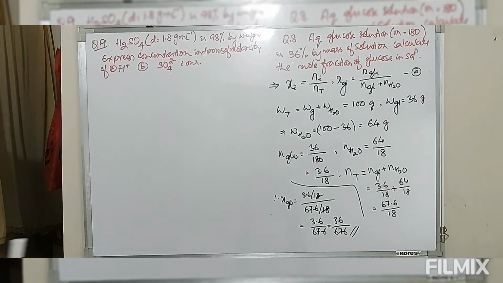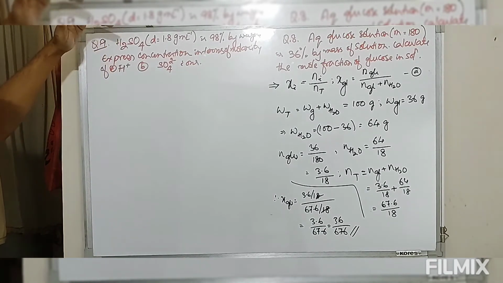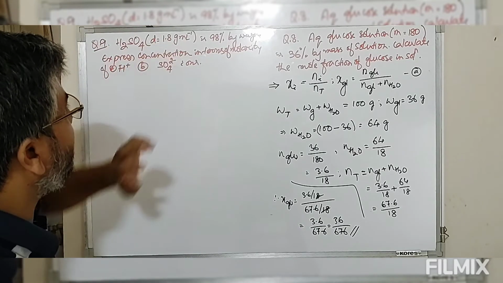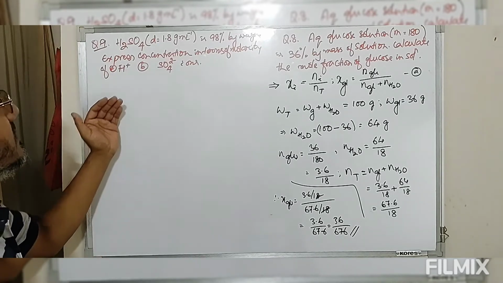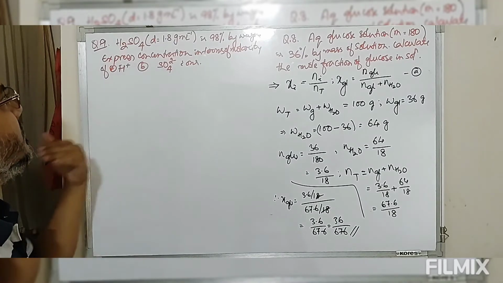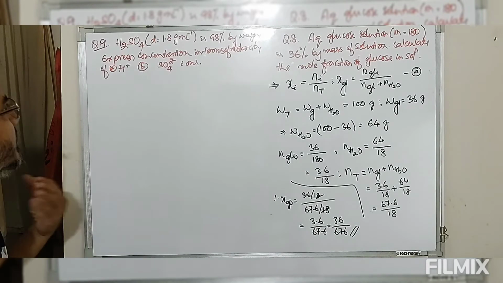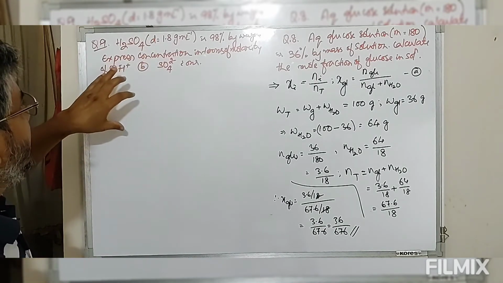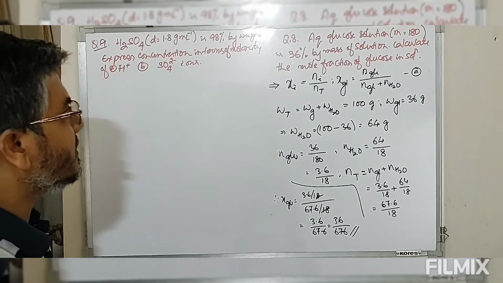Now in this numerical, an aqueous solution of sulfuric acid is given whose density is 1.8 gram per ml, and the quantity of sulfuric acid in the sample is 98%. Means out of the total mass, only the contribution of sulfuric acid is 98%. Then we have to express the concentration in terms of molarity of H plus ion and sulfate ion.